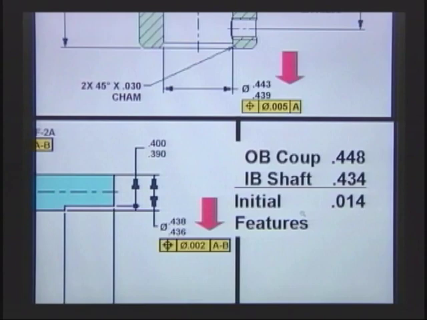Now what I like to do is put all of this information in our stack table so we can all see it. So we're going to just record those numbers. You see the sizes of these different diameters are 443 to 439, and 438 to 436 with a geotol. We're going to enter that information inside of our table.